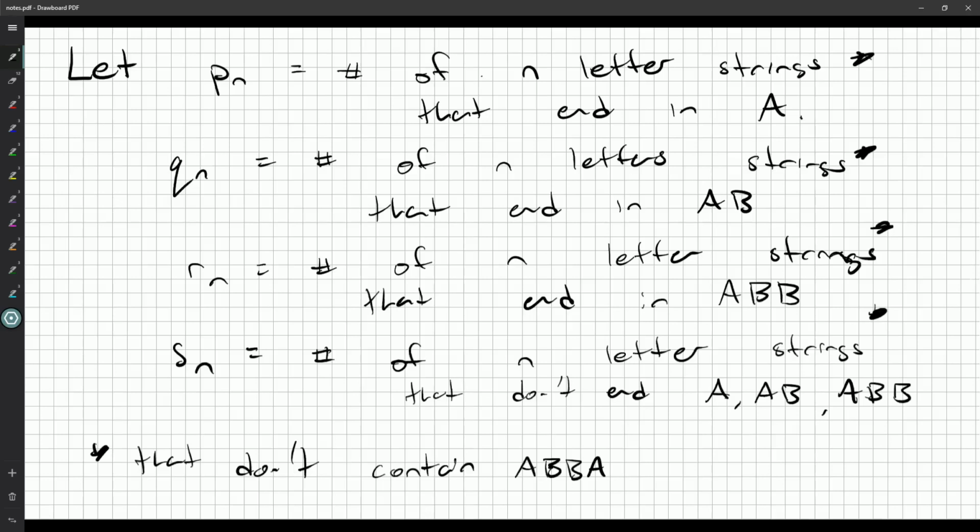So, first you want to convince yourself that P10 should be the number of 10 letter strings that don't contain ABBA that end in an A. Q10 should be the number of 10 letter strings that end in AB and don't contain any ABBAs. R10 will be the number of 10 letter strings that end in ABB, and S10, the number of 10 letter ones that don't have ABBA that end any other way. And so if I added all of those up, I should get the desired number that they want.